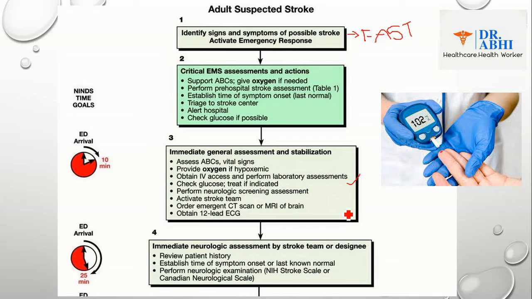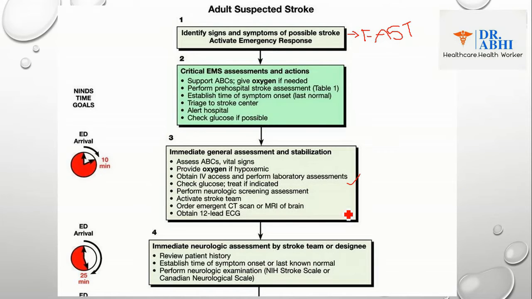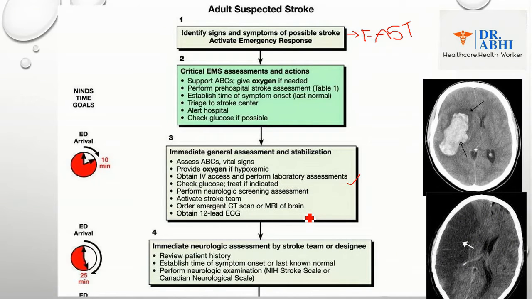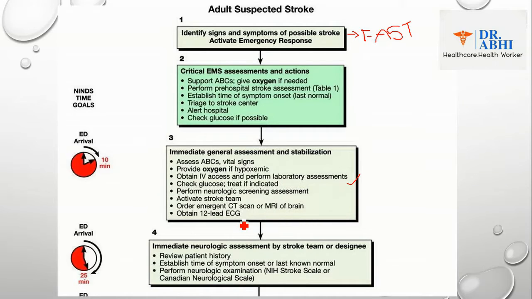It should be quick. We must remember that time is brain. We have to activate the stroke team, because in every hospital there is a stroke team and it should be informed as early as possible. In my view, if you get a call from someone outside, we have to inform the team leader as soon as possible so that he can manage everything at the time. We have to order an emergency CT scan or MRI of the brain according to the facility available in your hospital. We have to obtain a 12-lead ECG.